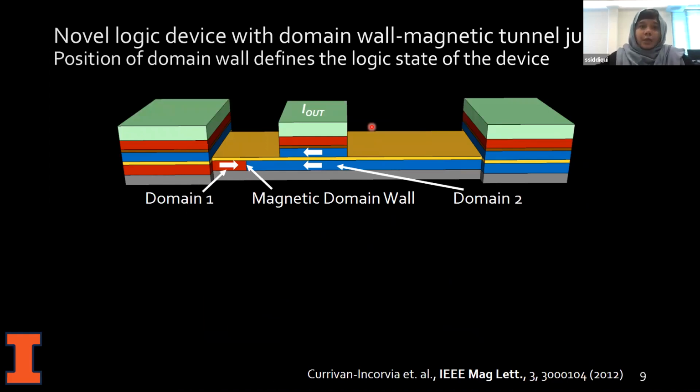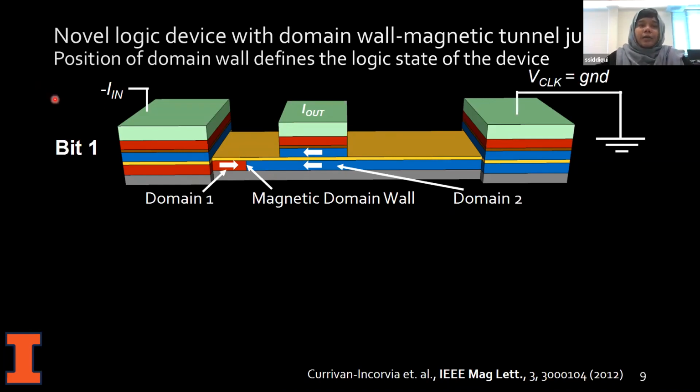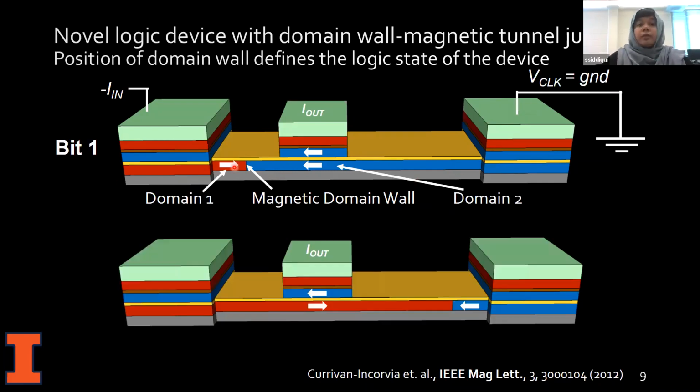Now, we have used this magnetic tunnel junction device to create a logic device. In this particular case, we have a continuous wire as a free layer, and we put a domain wall in the free layer. When the domain wall is on the left side of the tunnel junction, this is in the parallel state, so the output current is high, and this represents the logic bit 1. When we apply current through this wire, the domain wall moves to the other side of the tunnel junction because of the spin transfer torque, and now the tunnel junction is in the anti-parallel orientation, so that represents the bit 0, because the output current is now low.